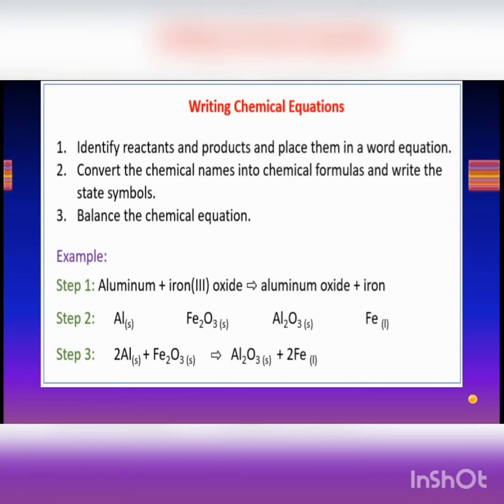Next step is to convert the chemical names into chemical formulas. Wherever you have a name, you are supposed to write the symbol or the chemical formula for that particular element or compound, and write the state symbol. State symbol means the physical state of that substance, whether it is solid. Solids are written with a small s in brackets, as a subscript below the symbol. If it is liquid, it is written as L.